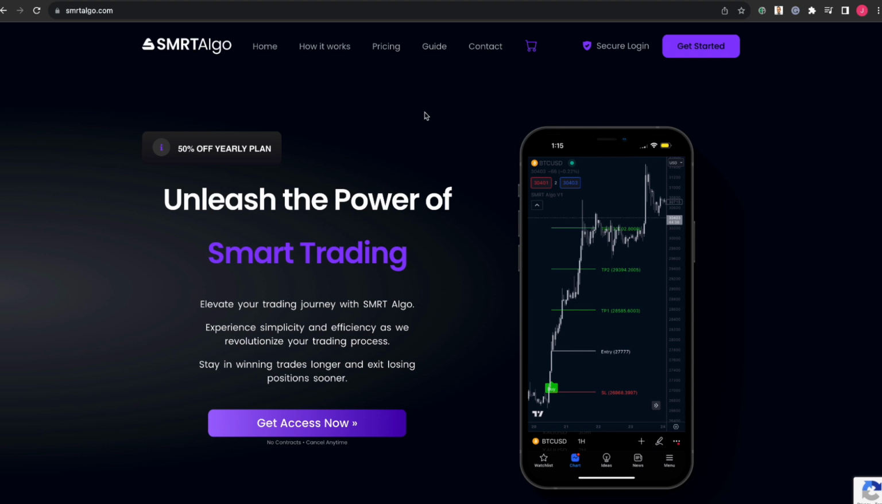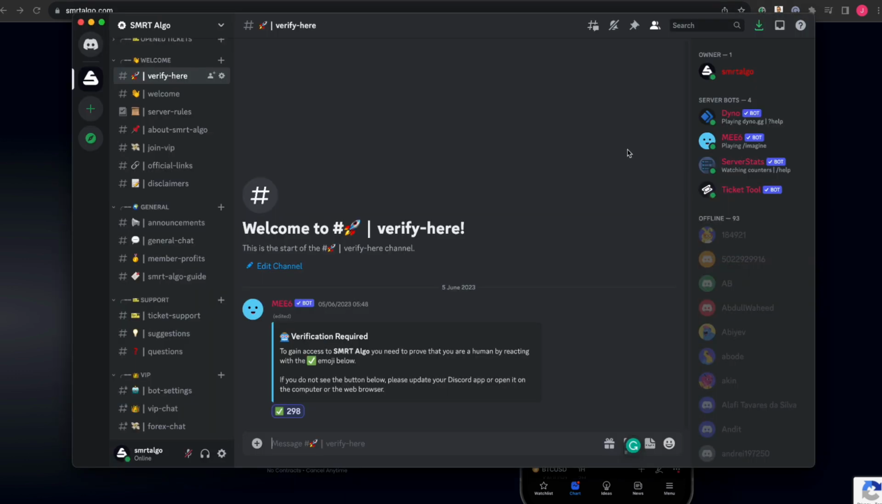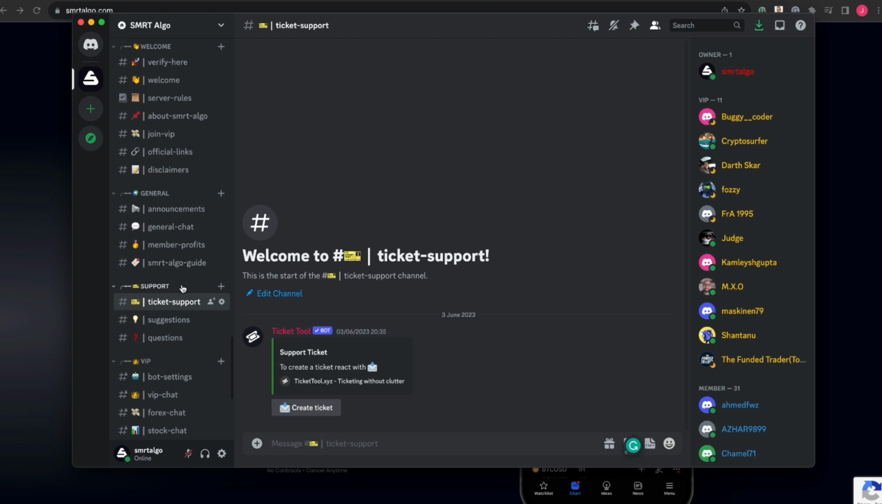First, you want to head over to our website at smartalgo.com and go to the pricing section where you want to purchase the indicators. And then after that, you want to join our Discord. Everything will be on the purchase page. When you join Discord, make sure to verify in the Discord bot and then raise a ticket. Head over to ticket support, click create a ticket, and type in your TradingView username, the email you used to purchase, and your order number.